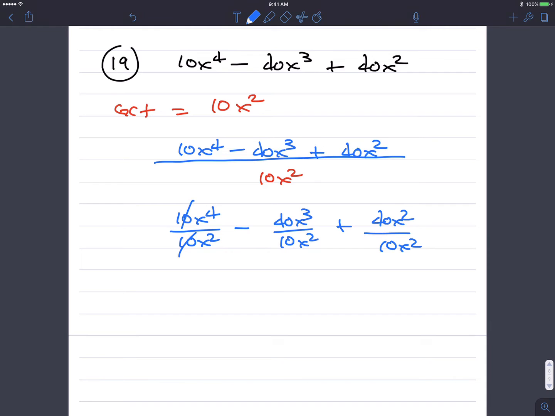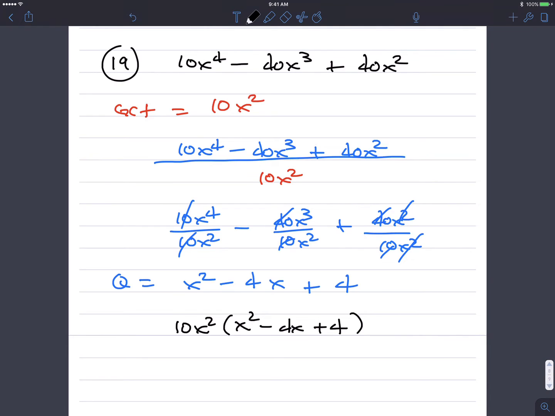So 10 and 10 go away. Doesn't that just give me x squared here? 40 divided by 10, that's minus 4. That's minus 4x because my powers, right? Subtract the powers. And then 40 divided by 10, again, is 4, x squared over x squared. Here's the quotient. So altogether, 10x squared times x squared minus 4x plus my 4. We now factor the what? Factor this quotient.